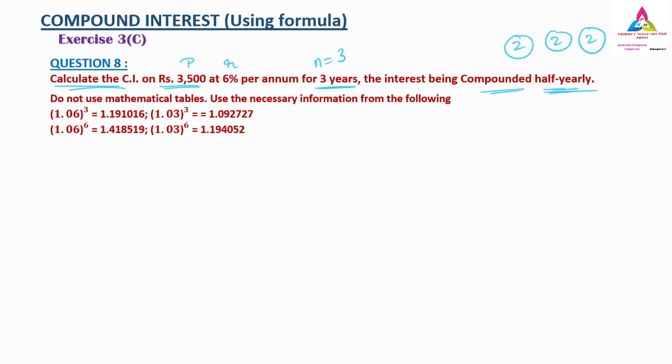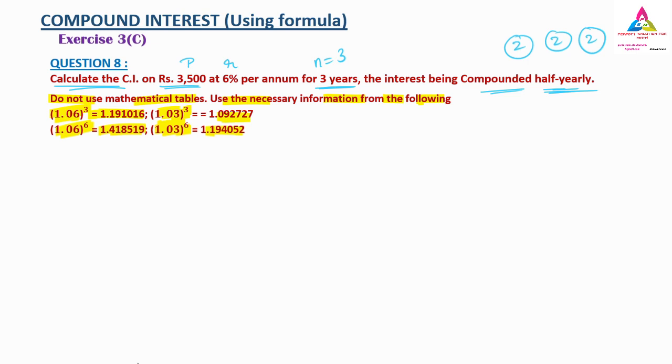So this is a simple question. We have to find the compound interest, that's all. But why is there a doubt in this question? Students are confused because they have given extra information: do not use mathematical tables, use necessary information from the following. They have given the value of 1.06 whole cube and 1.06 raised to 6, and also 1.03 cube and 1.03 raised to 6. It will be helpful for you to calculate the answer.